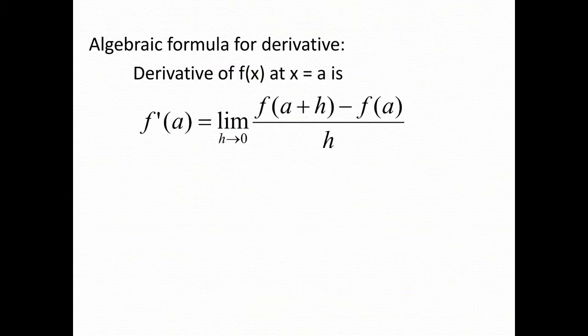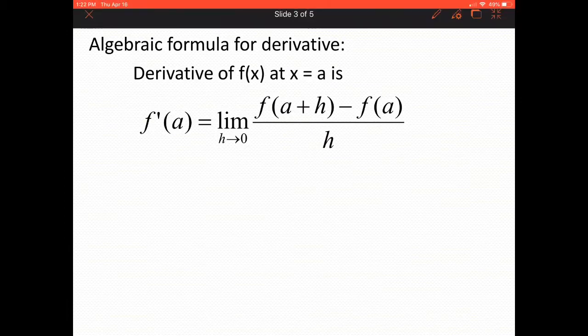You aren't always going to be asked to find the derivative from a graph, though, or to find the slope of the tangent line. We can actually find the derivative algebraically using this formula and this definition. So the derivative of a function at x equals a, so at a specific point on the graph, is this formula. Now you actually say this is f prime of a. That's for the derivative. We use that prime symbol.